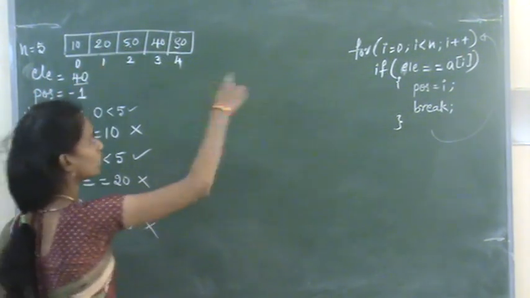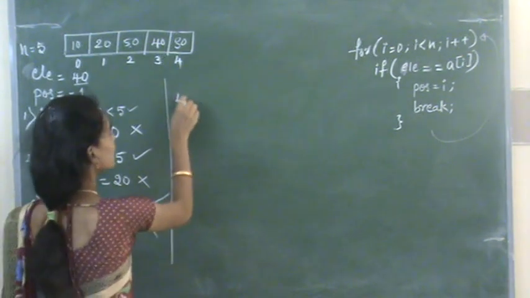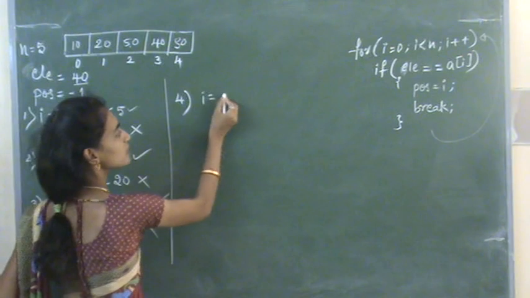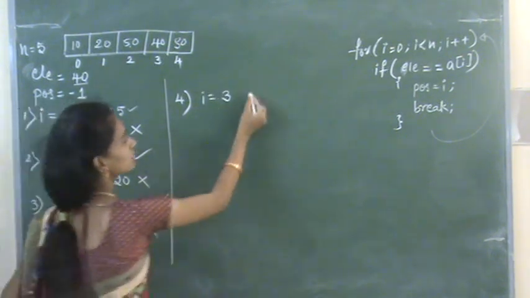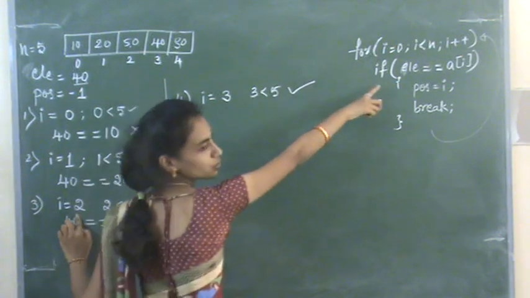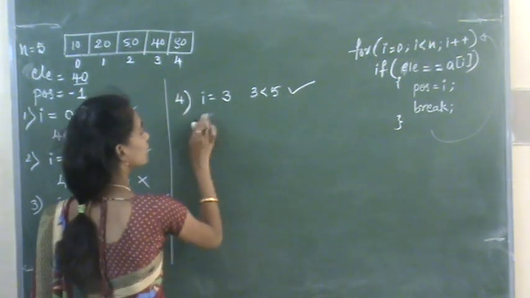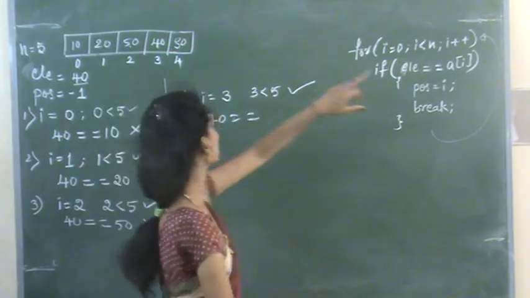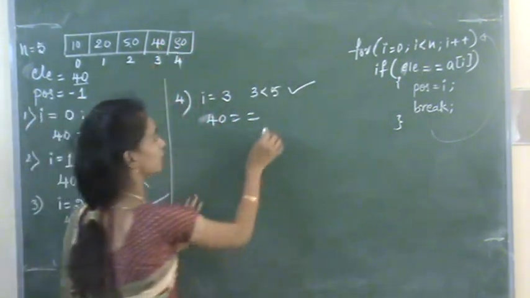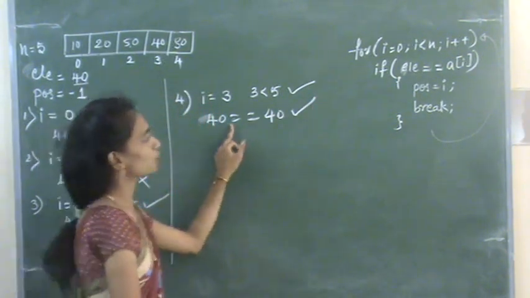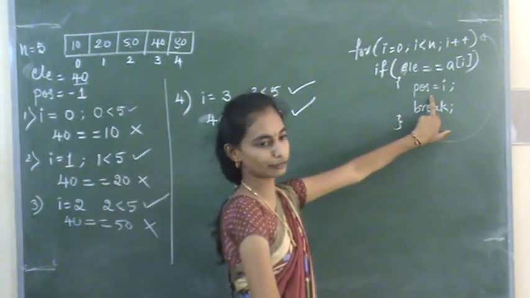So again it will go back to the for loop and then increment the I value. Now I value becomes 3. Now check the condition. 3 is less than 5. True. It will enter the if condition. So element is 40, is it equal to a of 3? A of 3 is 40. Now 40 is equal to 40. The condition becomes true. Now it will enter the if condition.